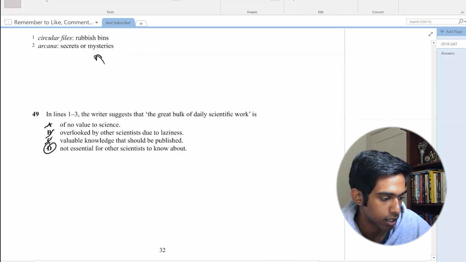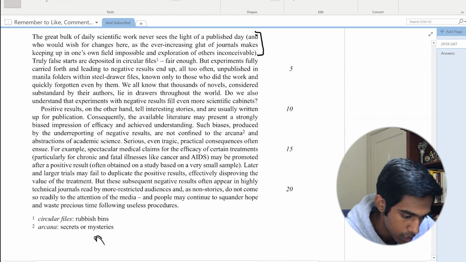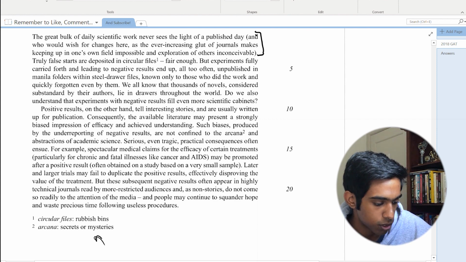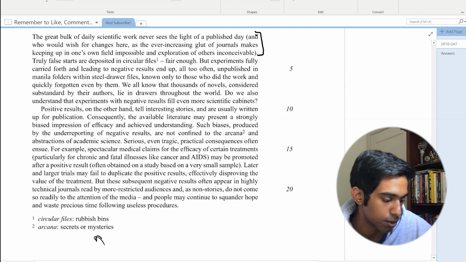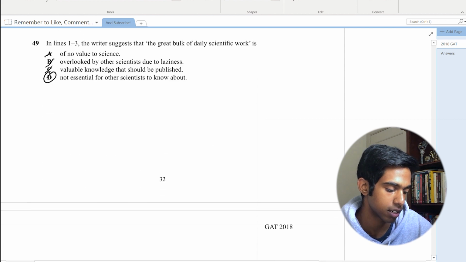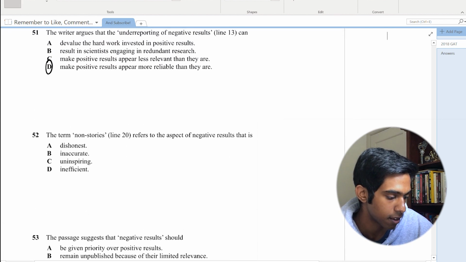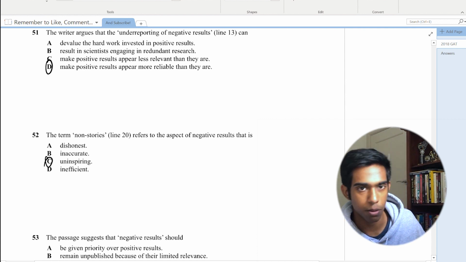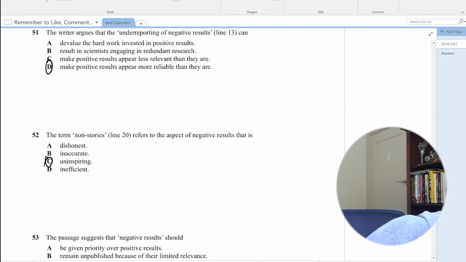Okay, so we'll have a look at this. Line 20. But these subsequent negative results often appear in highly technical journals read by a more restricted audience and as non-stories do not come so readily to the attention of the media. So that's sort of saying that they're uninspiring, I think is the right thing, because they talk about how it would appeal to the media.